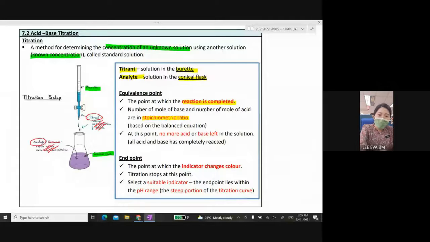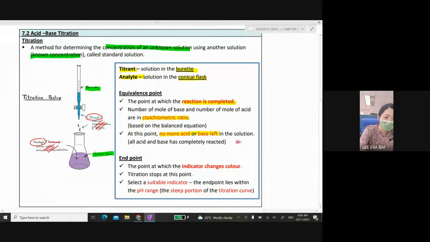So at this point, you need to remember that no more acid or base remains in the solution. Acid and base will produce salt and water. So at the equivalence point, no more acid and base. So what remains inside your solution at this point? If no more acid and base remain, what does the solution contain? Salt and water.